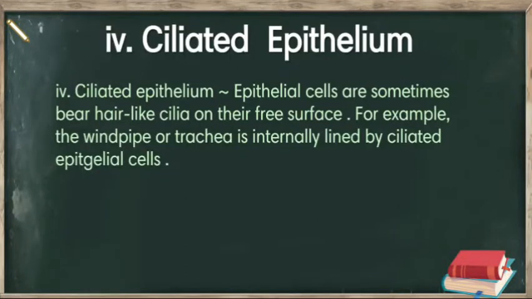Moving to next, ciliated epithelium. Ciliated epithelium are epithelial cells that bear hair-like cilia on their free surface. For example, the windpipe or trachea is internally lined by ciliated epithelial cells.